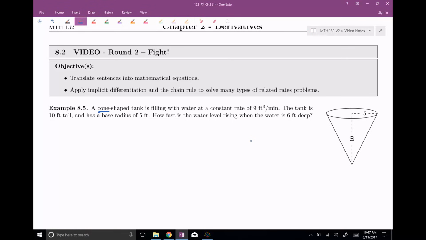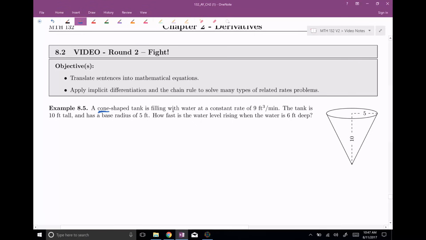So in this first problem, I have a cone-shaped tank filling with water at a constant rate of 9 cubic feet per minute. The tank is 10 feet tall and has a base radius of 5 feet. If you look at this picture over here, it makes a little more sense. And the question is, how fast is the water level rising when the water is 6 feet deep? As I have underlined right here, it is a cone, so that's going to help us figure out which equations to relate these values with.